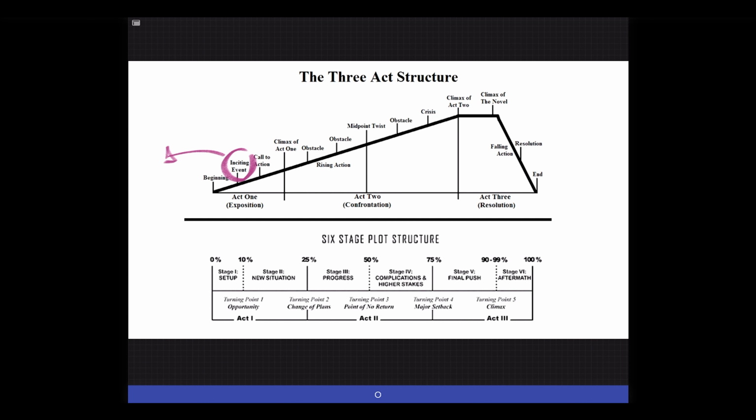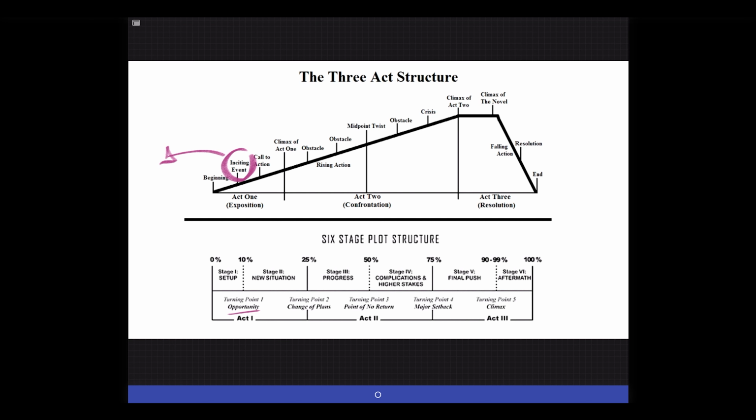So if we go down to the 6-stage plot structure at the bottom, I think these are a little more relevant to our kind of Act 1. So you have setup, turning point 1, opportunity, and new situation. So we set up what this is all about. Here's our characters. They're on a mission. We've established what that mission is about via the photo.